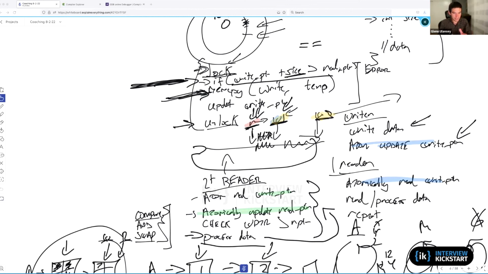But you can also use atomics to update the next pointer in a linked list. So if you have a linked list and you want to add something to the end of the list, it really is a question of which thread is able to update the next pointer at the end of the list first. So you can make that next pointer update also an atomic operation.